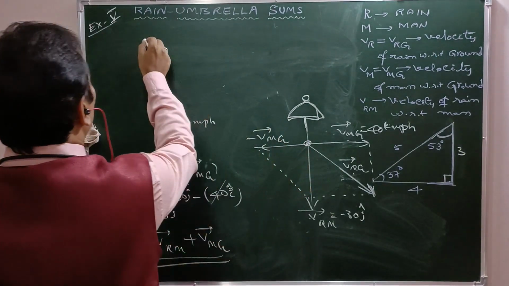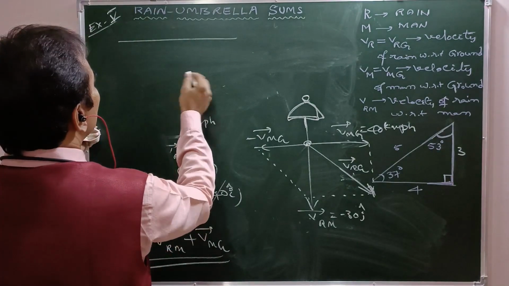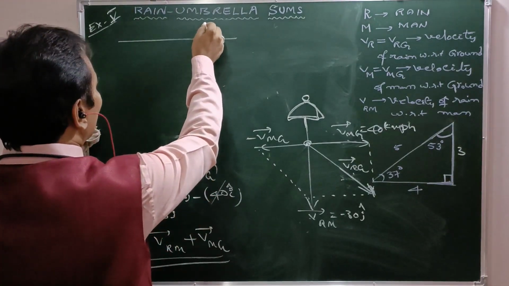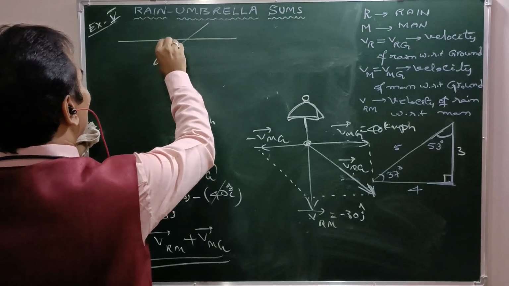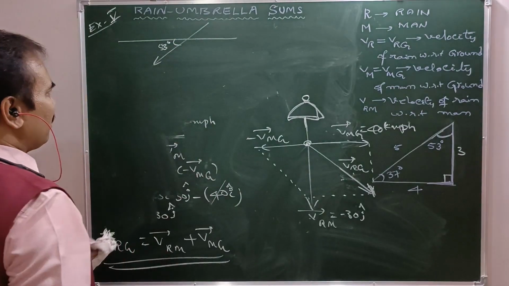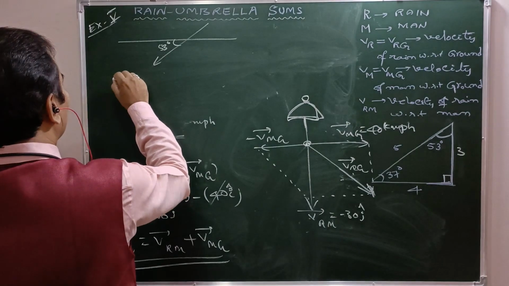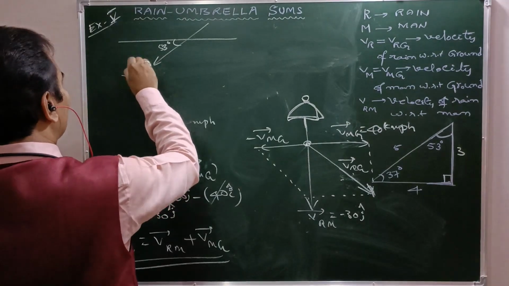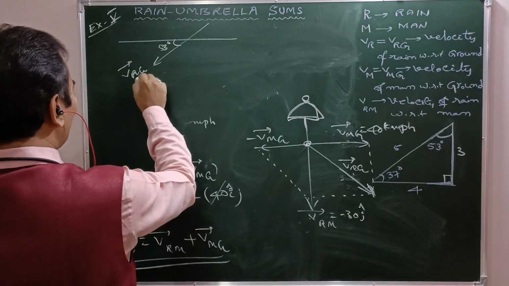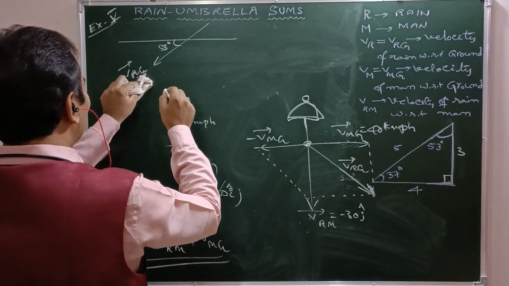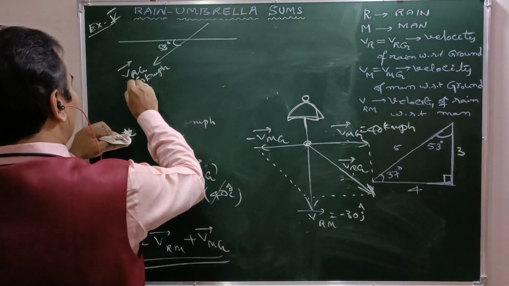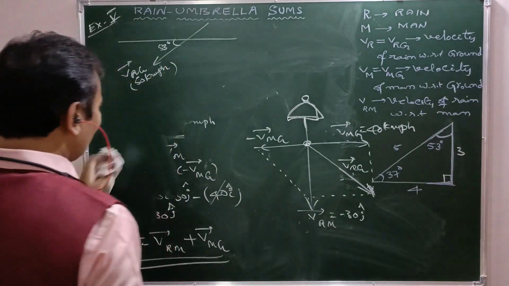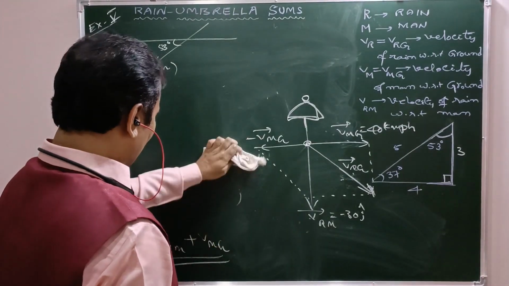This is horizontal, right? So rain is going to fall making an angle of 53 degrees with the horizontal. This is the velocity of rain with respect to ground. What is the value? 50 kmph. Again 50 kmph. Right?